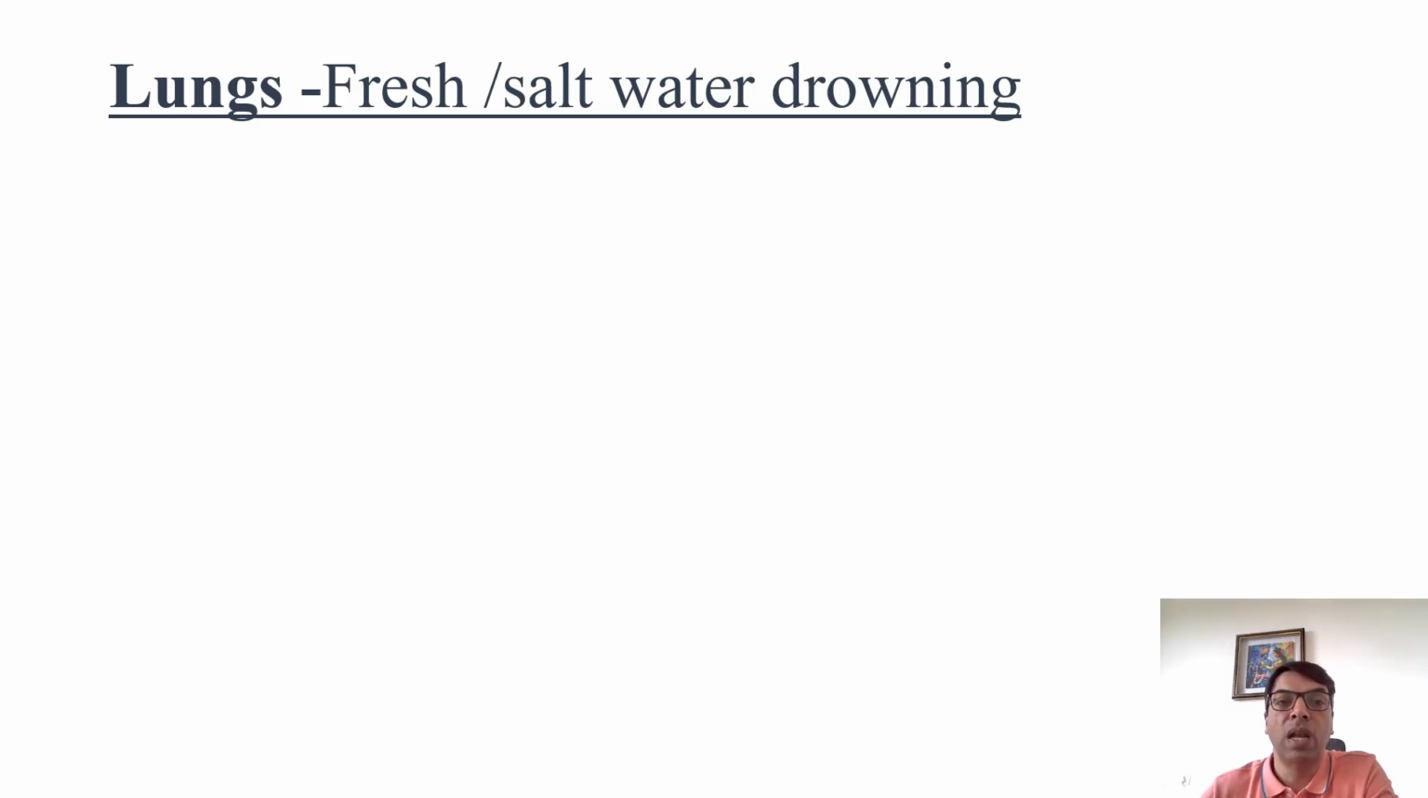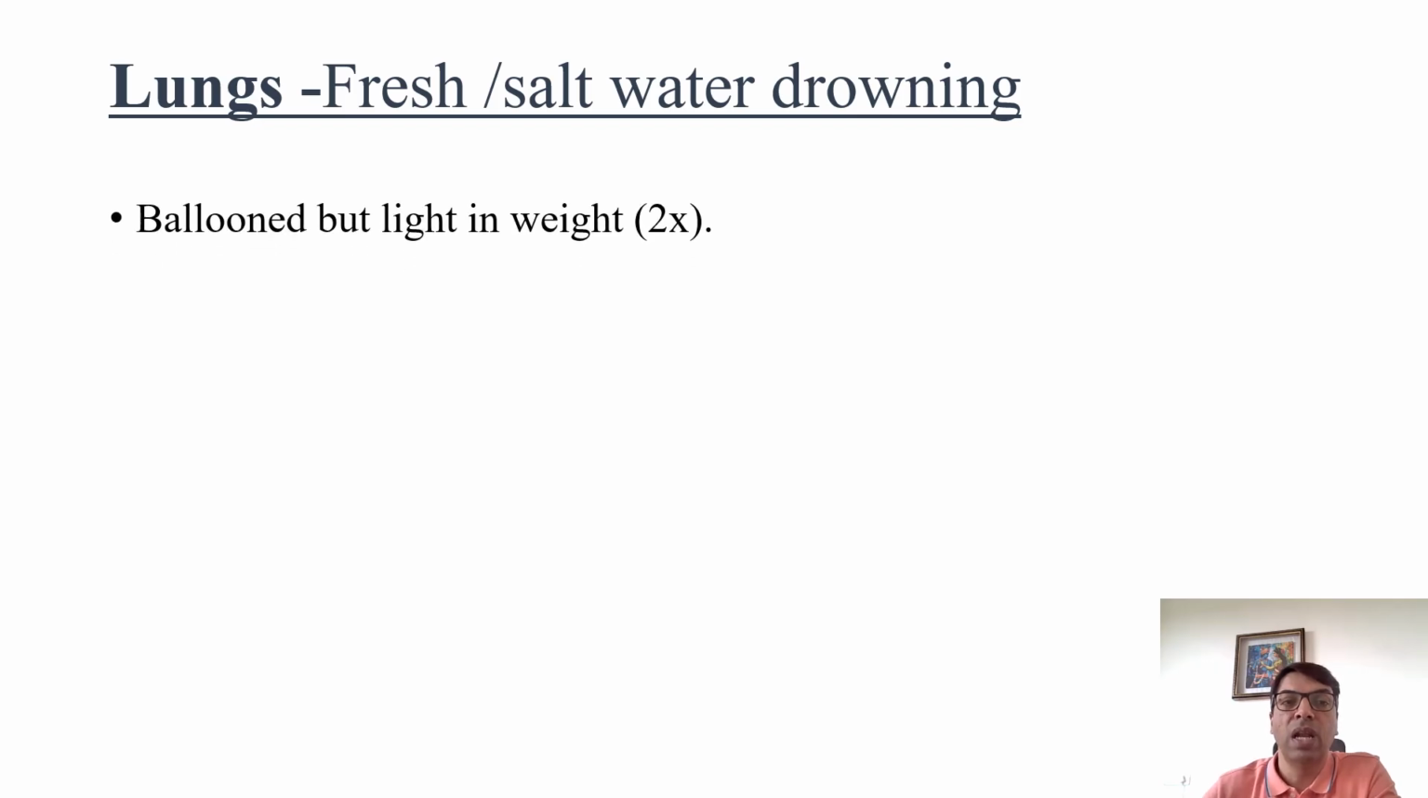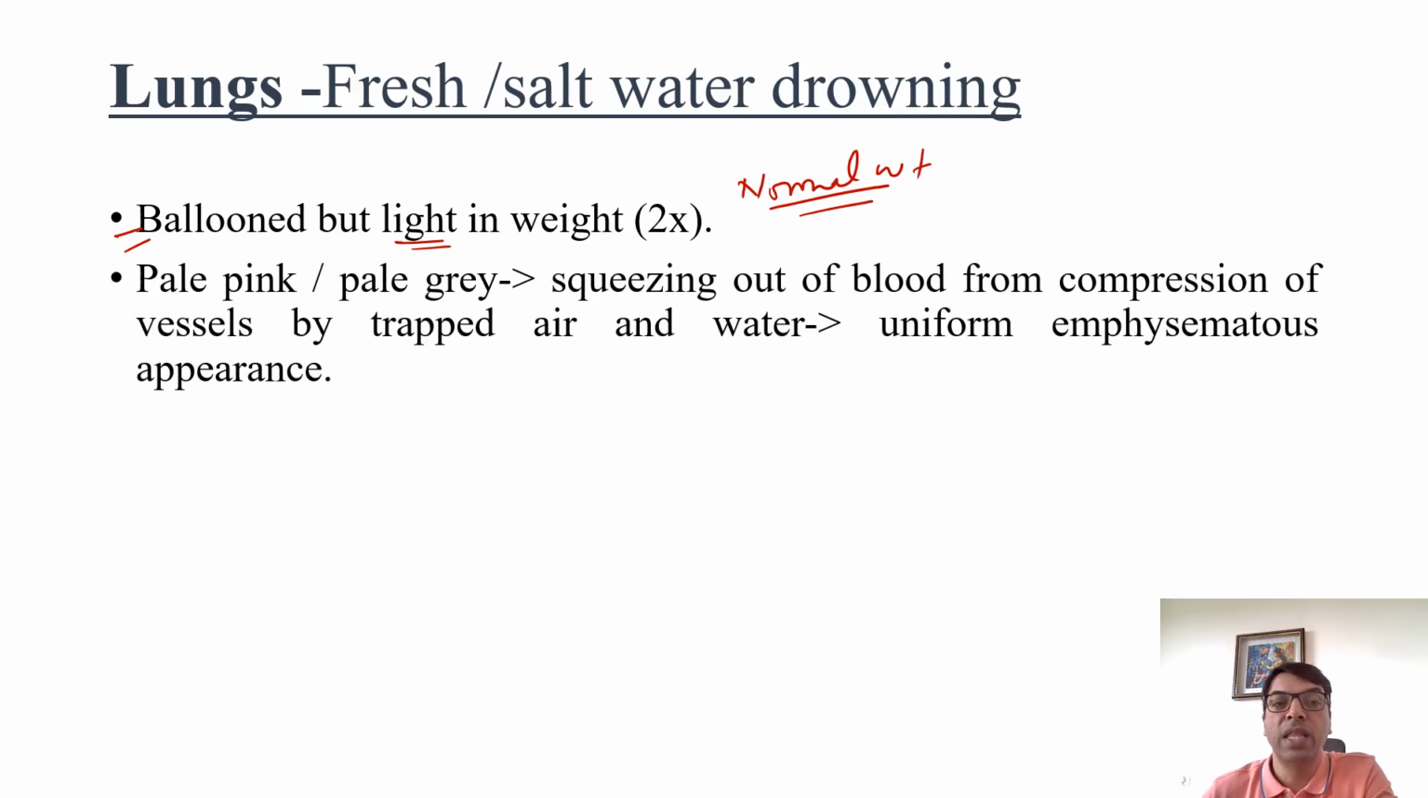Now, the appearance of lungs in freshwater or saltwater drowning. So, in freshwater drowning, the lungs are ballooned, but they are lighter in weight as compared to saltwater drowning. And what is the normal weight of lungs? Please write in the comment box what is the normal weight of lungs. The lungs are ballooned in freshwater drowning, but as compared to saltwater, they are lighter in weight, and they are pale pink or pale gray in color.